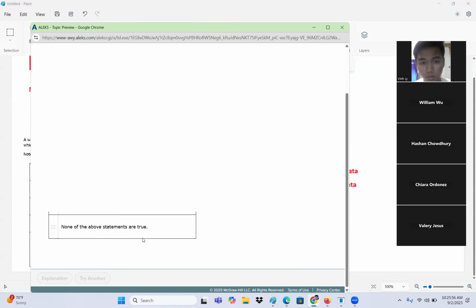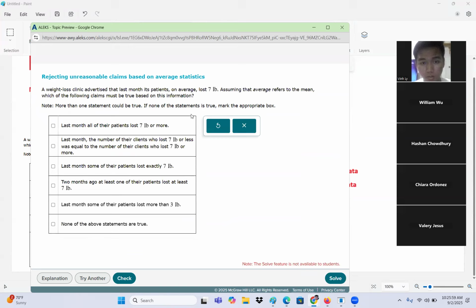All right. Let's try another one and then we move on to the next part. But this is a very important question. Last month we lost 7 pounds. Whenever you see all of them, that is not correct. If the number of people is equal, that's the median, not the average. That is not correct. Whenever you see exactly, that does not reflect the average number. And 2 months ago is not true because we're just doing the last month data set.